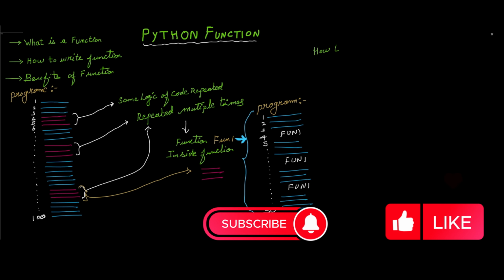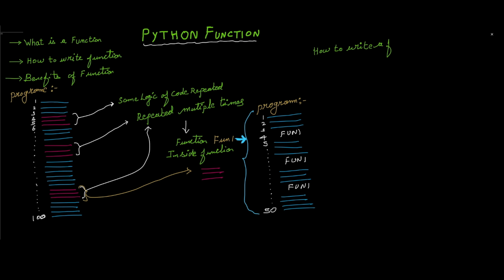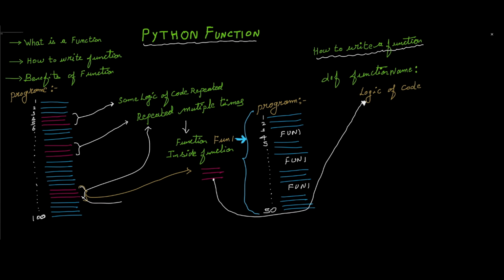Now we are going to learn how to write a function. Before that, we need to know the syntax. The syntax starts with the def keyword, followed by the function name. The repeated statements, the logic that we are going to use repeatedly, that piece of code or logic, we need to move into the function body.